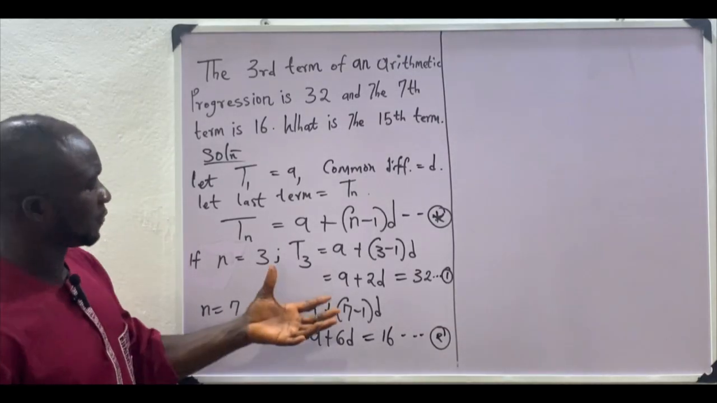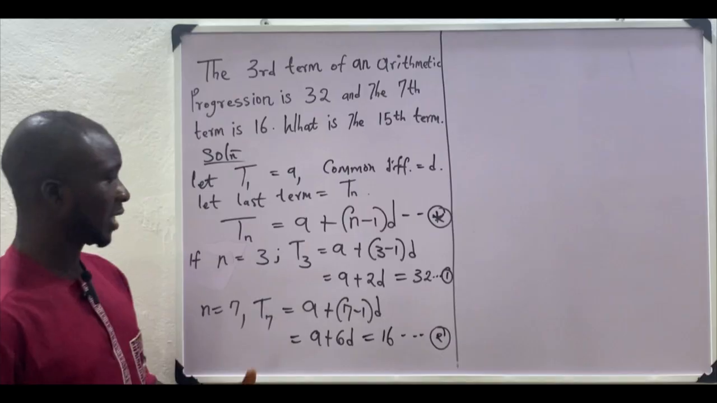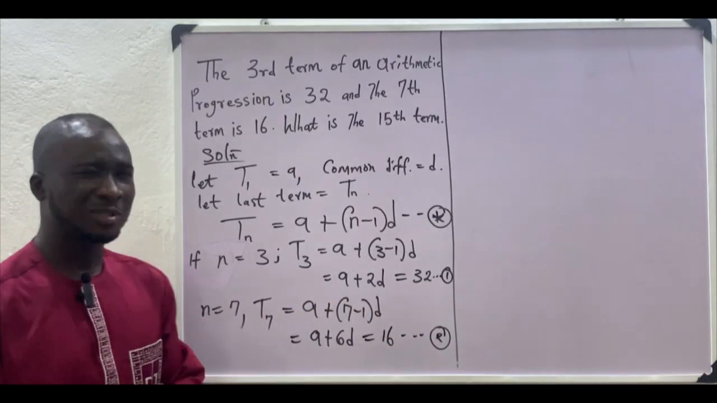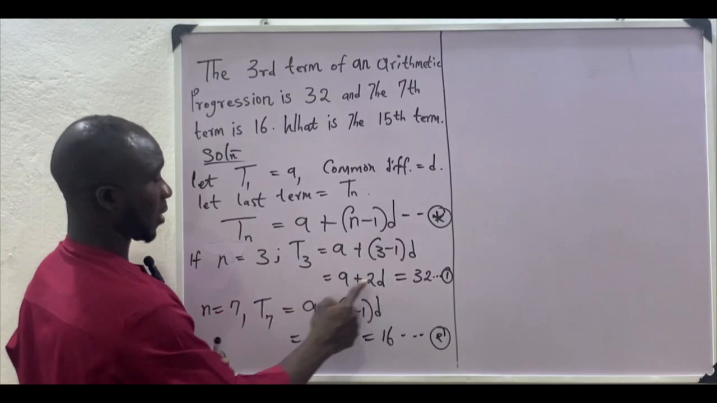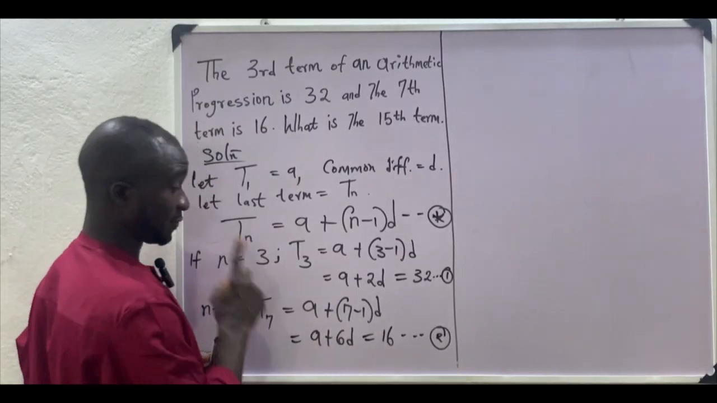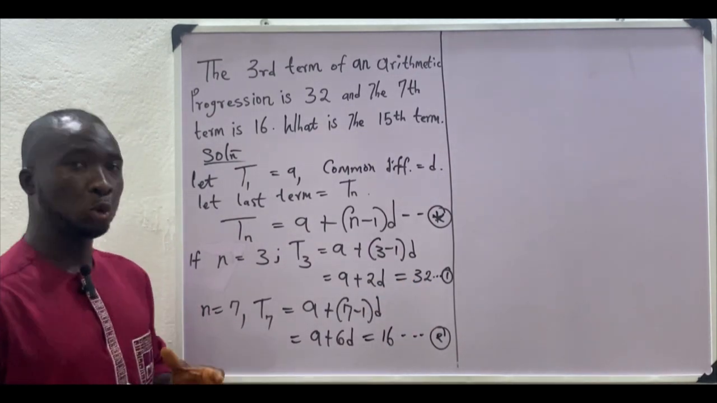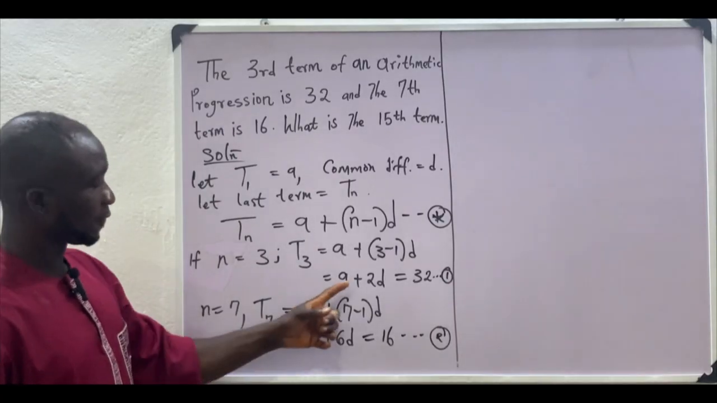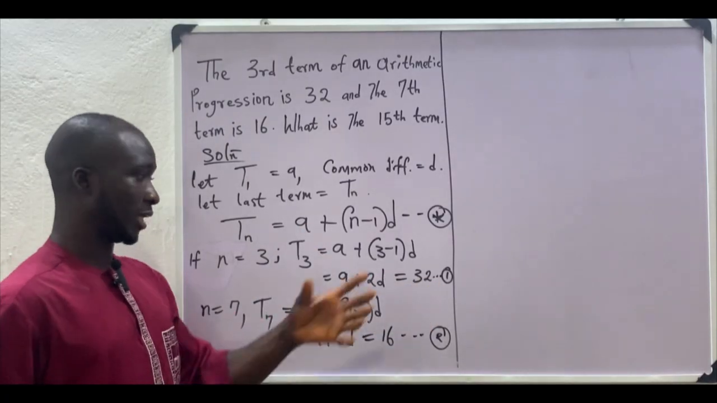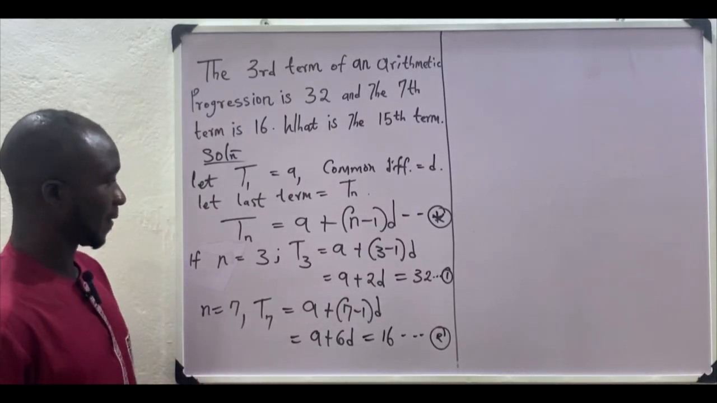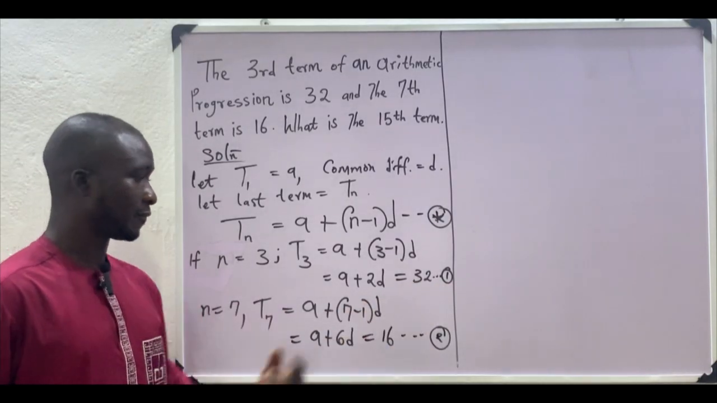Now, we have obtained two equations involving two variables, so we can go further to solve these two equations simultaneously. You can also observe that the coefficient of a in equation 1 is 1, and the coefficient of a, the first term, in equation 2 is also 1. So we can solve this simultaneous equation using the elimination method, because a has the same coefficient in both equations. So here, we can eliminate the variable a by subtracting equation 1 from equation 2.